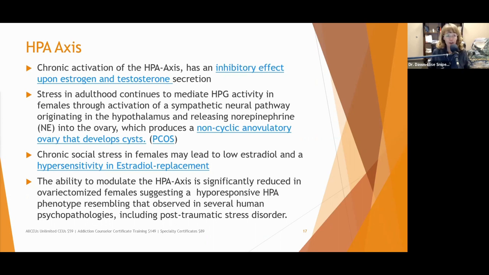There are treatments for polycystic ovarian syndrome, but there are a lot of very marked physical symptoms of PCOS.